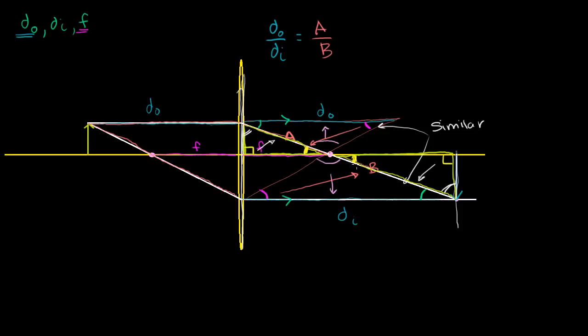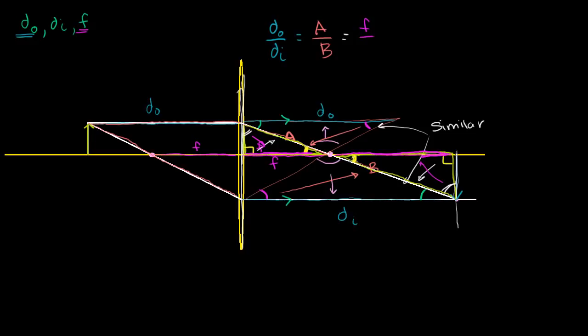So A is to B as, we could say, this base length right over here is F. That's our focal length. As F in this triangle is related to this length on this triangle. They are both opposite that white angle. So as F is to this length right over here.